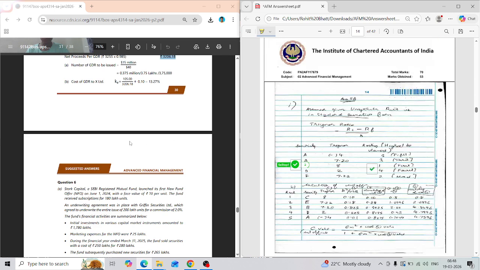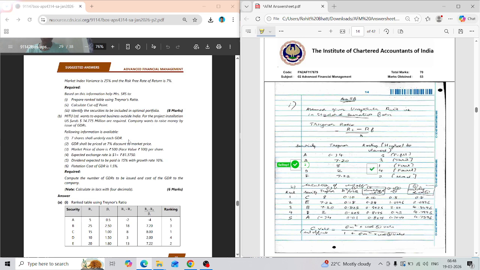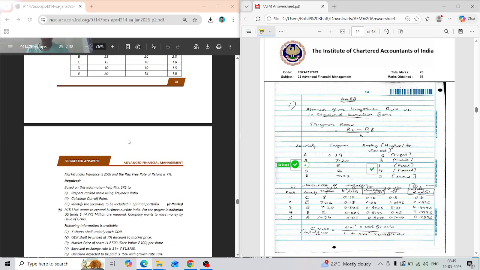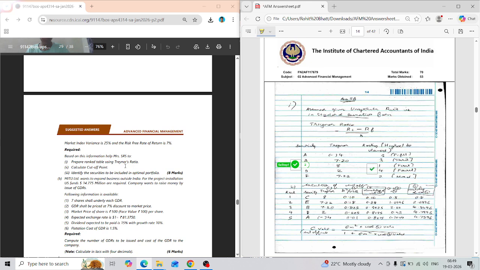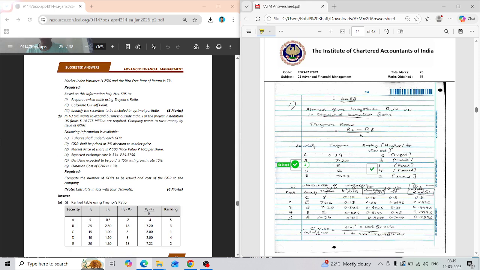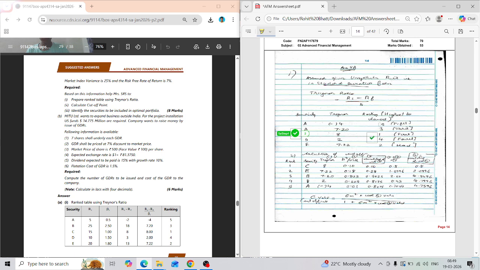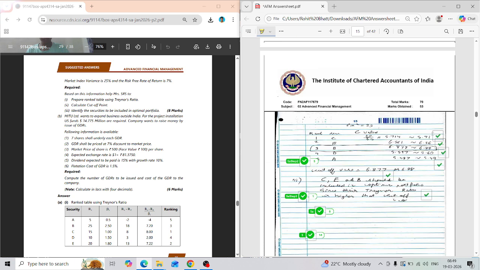Then comes the toughest question. We had to prepare a rank table using Treynor, calculate the cutoff point, and identify securities in the optimal portfolio. I had solved only this question by hand during one day's study leave for the exam, and fortunately I could get this correct. So they gave me marks for this. To avoid confusion, I have also written the words fifth, third, first, fourth, second, just in case my numbers are not clear.